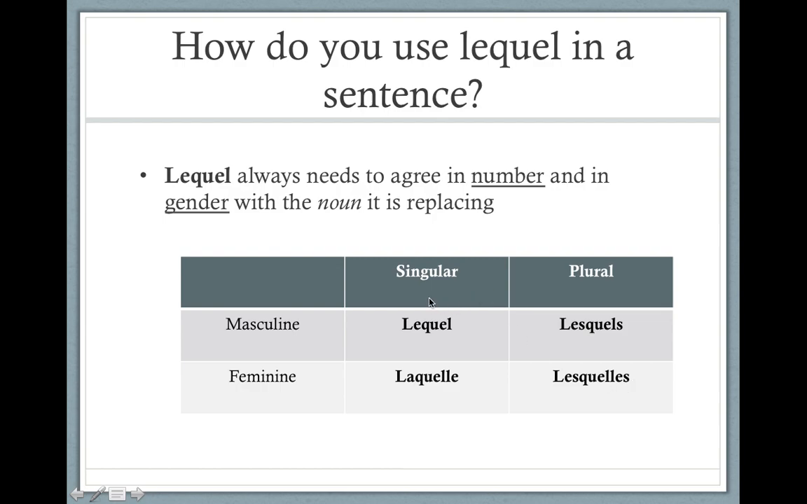So this makes sense. If we think about it as starting from our basic lequel, we're already pretty familiar that changing le to la makes it masculine to feminine, and le to les makes it singular to plural. So that's why both of the plural forms start with les, why the singular masculine is le and singular feminine is la, and why there's the extra le at the end for the feminine versions.